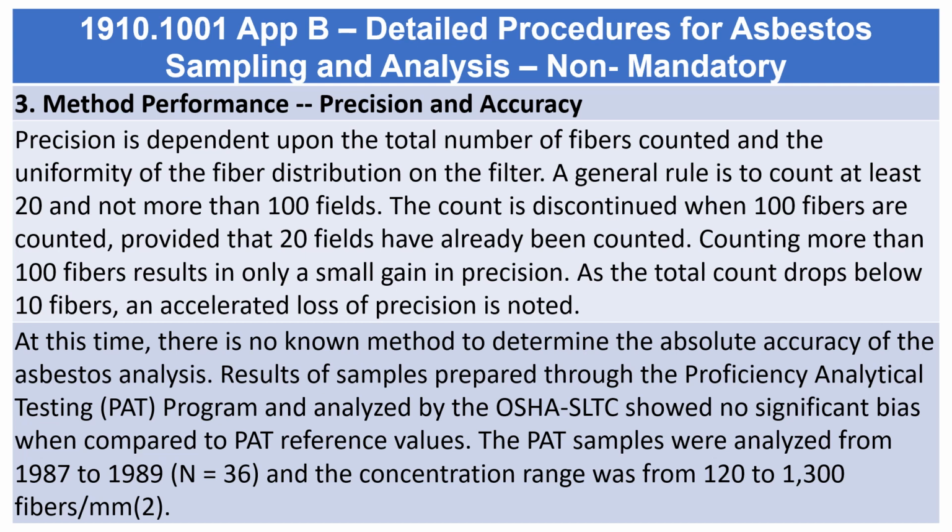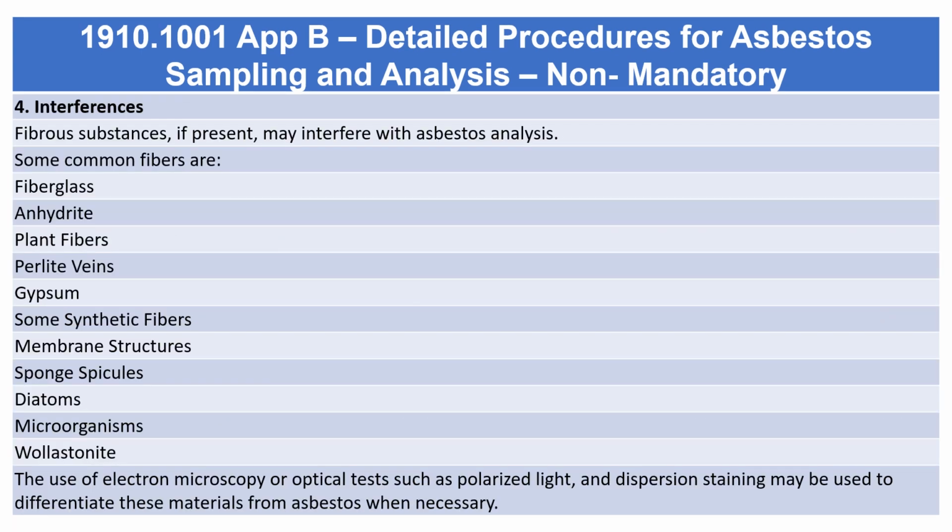1,300 fibers/mm². 4. Interferences. Fibrous substances, if present, may interfere with asbestos analysis. Some common fibers are fiberglass, anhydrite, plant fibers, perlite veins, gypsum, some synthetic fibers, membrane structures, sponge spicules, diatoms, microorganisms, wollastonite. The use of electron microscopy or optical tests such as polarized light and dispersion staining may be used to differentiate these materials from asbestos when necessary.